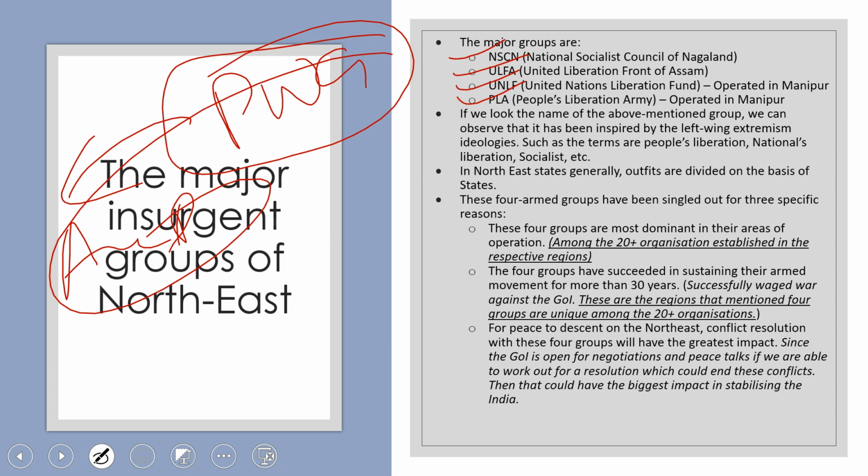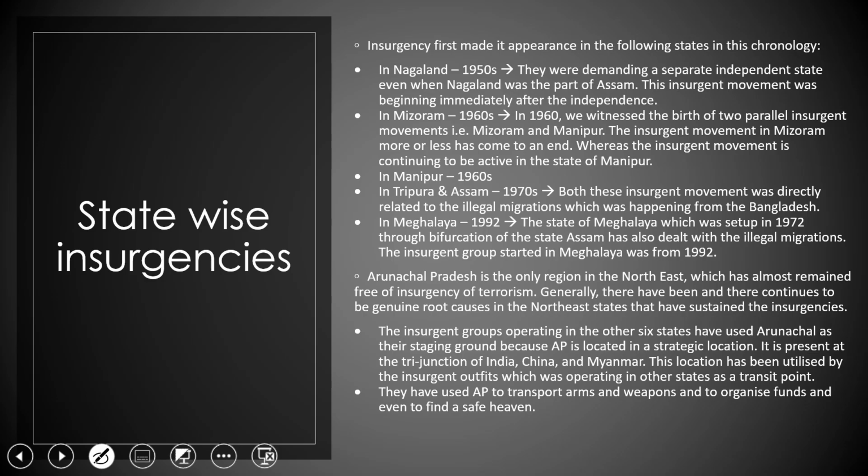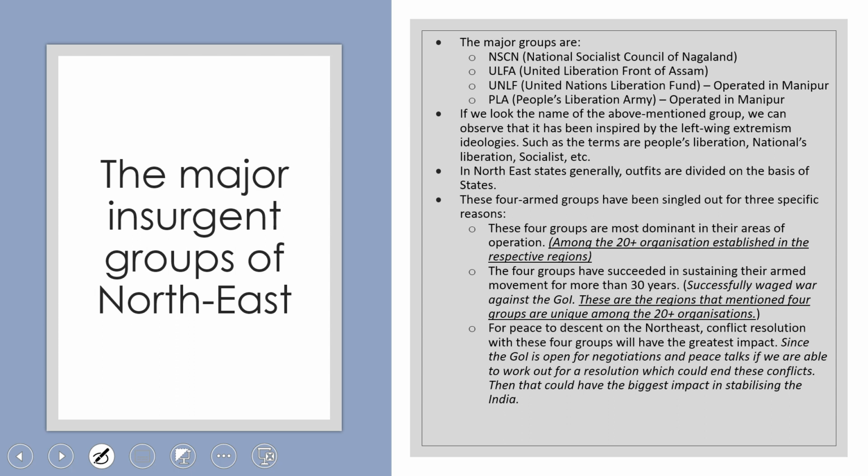Okay, if we look at the names of the above mentioned groups, we can observe that they have been inspired by left-wing extremism ideologies, such as the terms liberation of nationals, liberation, socialist and all. So if you study Naxalism and all, you will understand this better. A separate lecture on Naxalism and Maoism has been made, you can watch it. In northeast states, generally outfits are divided on the basis of states only, and initially all emerged together, like Nagaland and Meghalaya and all were part of Assam. After that they got separated on the basis of their identity.